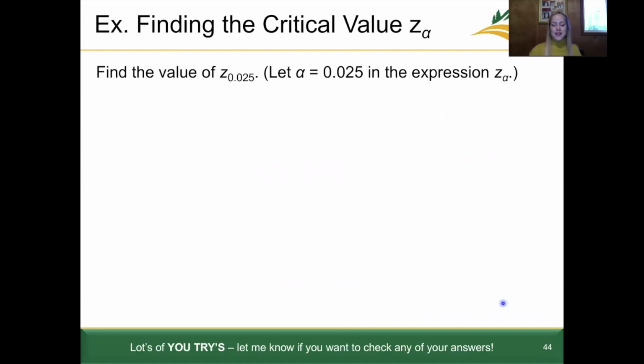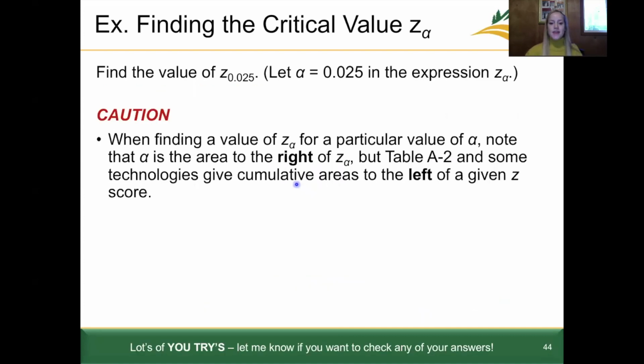Okay, now, one last word of caution. When finding a value of z subscript alpha for a particular value of alpha, this notation in itself means that we want alpha, or the area, to the right of a certain z-score. Remember that table A2 and Excel need us to work in terms of cumulative areas from the left, or cumulative areas to the left of a certain z-score.